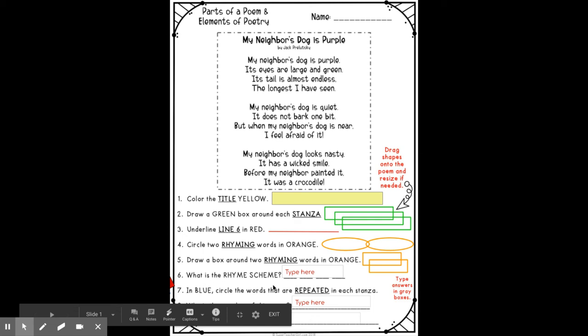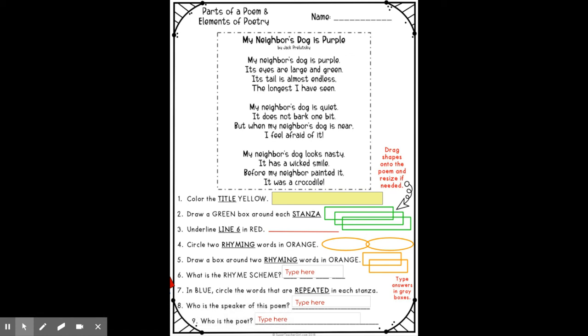What is the rhyming scheme? Is it A, B, C, B? Is it A, B, A, B? So think about that. All right, in blue, circle the words that are repeated in each stanza. We talked about repetition. Who is the speaker of the poem? Is it a first person poem? Am I speaking? Is it third person?